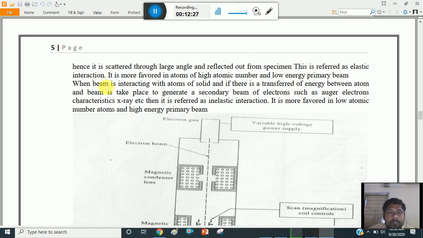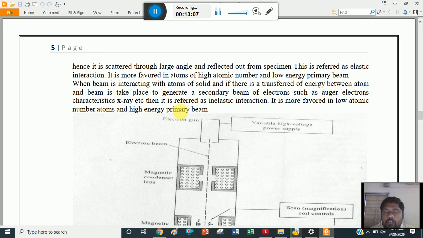A low energy primary beam is used when the beam is interacting with atoms of the solid, and if there is a transfer of energy, that is the difference between elastic and inelastic. Here there is a transfer of energy between the atoms and the beam to generate a secondary beam of electrons, such as Auger electrons, characteristic X-rays, etc. I discussed Auger electrons and characteristic X-rays with you in unit number 3. Then it is referred to as inelastic interaction. It is more favored in low atomic number atoms and high energy primary beam.